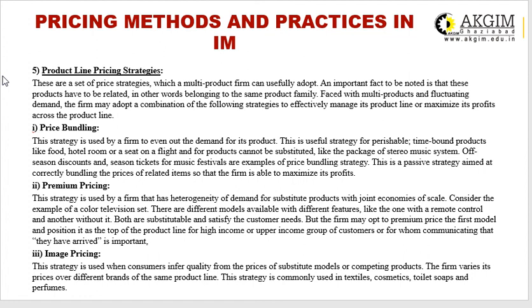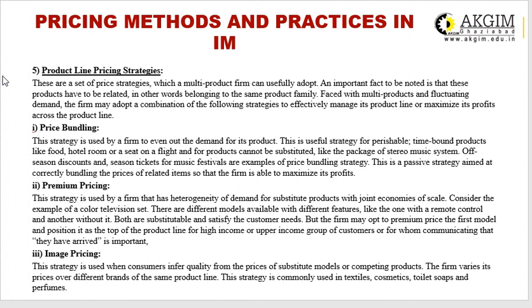This strategy is used by a firm to even out the demand for its product. This is a useful strategy for perishable, time-bound products like food, hotel rooms, or a seat on a flight, and for products that cannot be substituted, like the package of a stereo music system. Off-season discounts and season tickets for music festivals are examples of the price bundling strategy. This is a passive strategy aimed at correctly bundling the prices of related items so that the firm is able to maximize its profits.